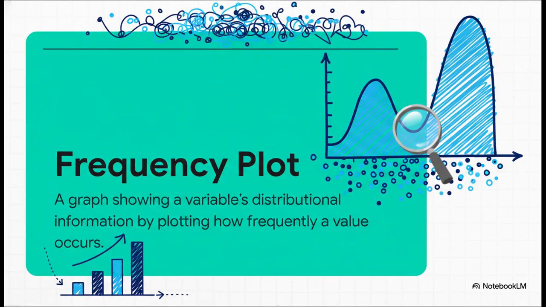So, what's the solution? Well, it's the frequency plot. This is the amazing tool that transforms all that chaos into a clear visual story. You stop reading endless rows of numbers, and you start seeing the shape of your data, instantly getting a feel for how it's spread out and where it all clumps together.